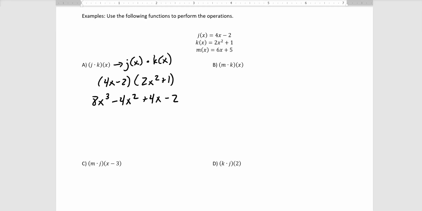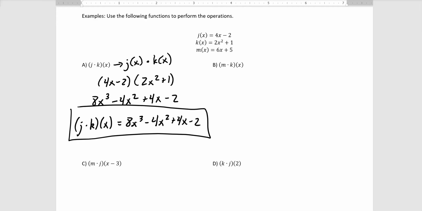Now, no like terms to combine here. You might say, hey, Mr. Carter, I see that I can divide all of these things by 2. Should I do that? The answer is no, don't do it. All right, do not do that. We're just trying to simplify. We're not trying to factor or anything. So my final answer, I would say j times k of x equals 8x to the third minus 4x squared plus 4x, and then minus 2.